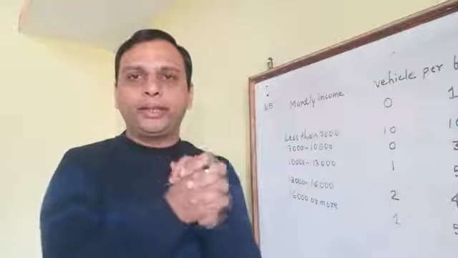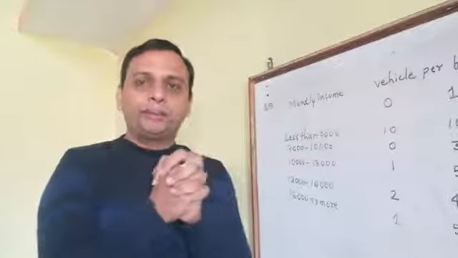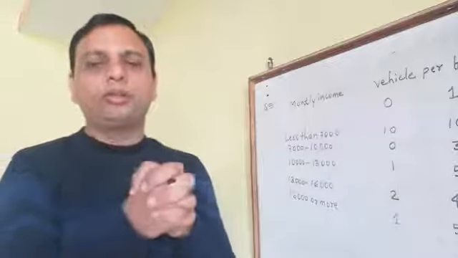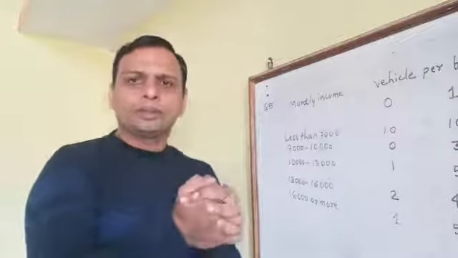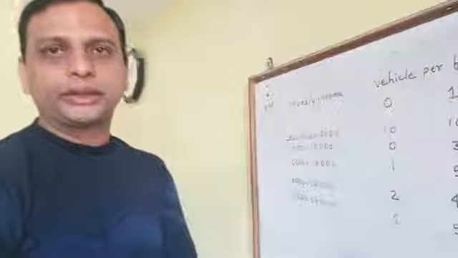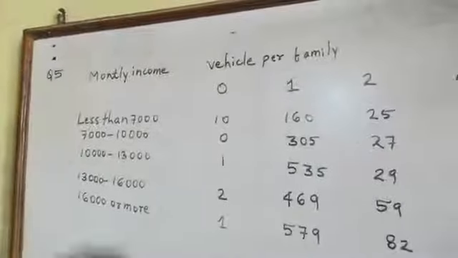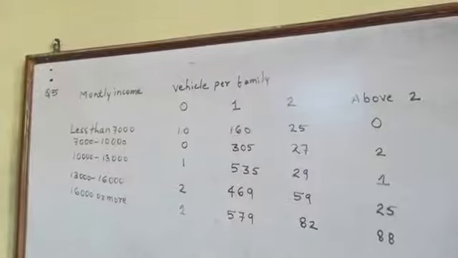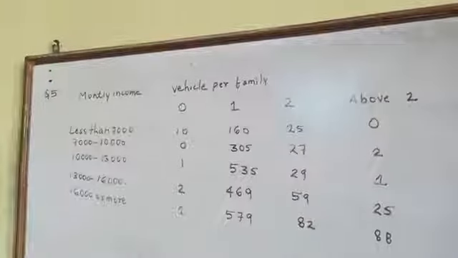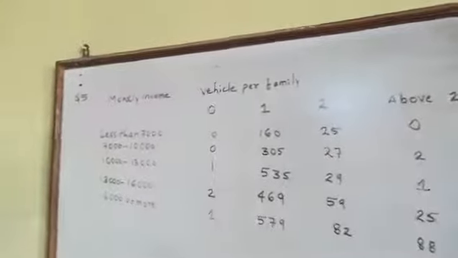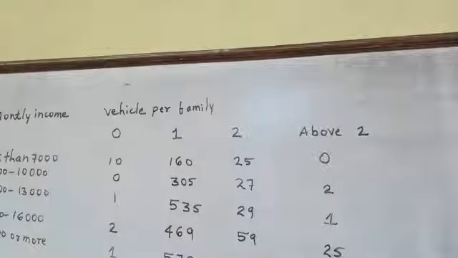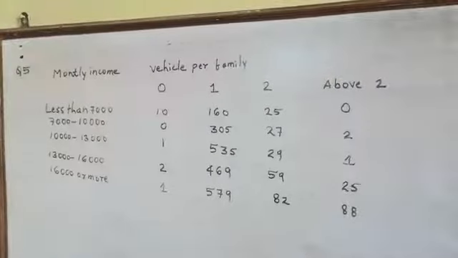I made that table on the board. You can see the table, and after understanding it, there are some questions given in the book that we have to solve. The questions are easy, but first we'll understand the table. On the board there was the monthly income of the family, that is, how much money the family earns per month.